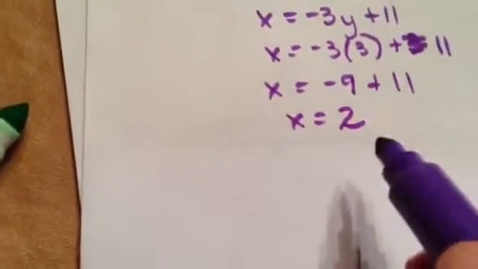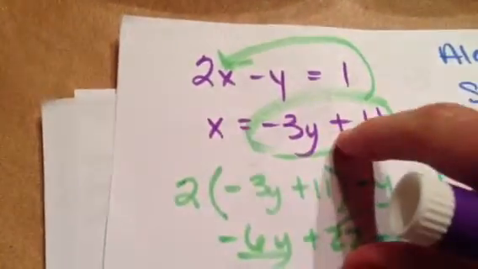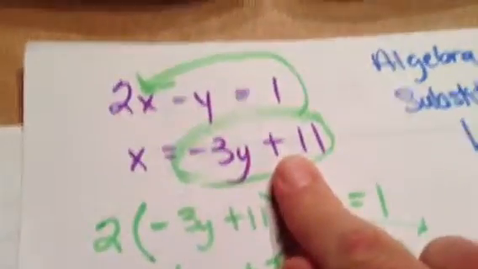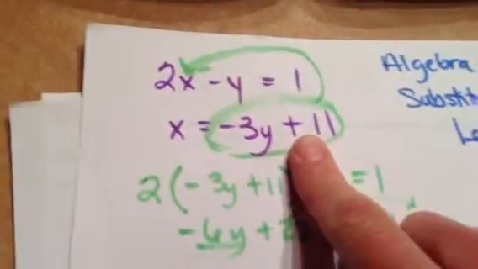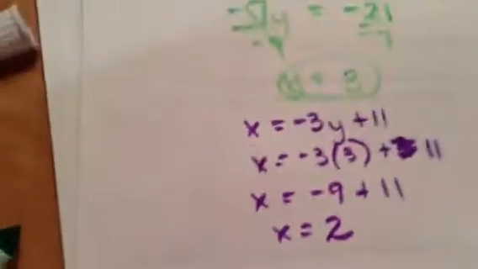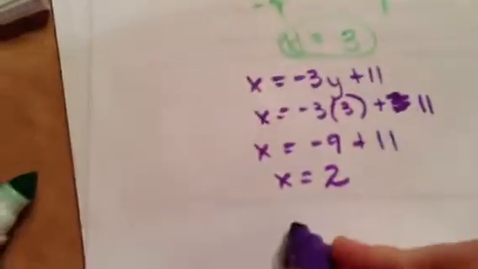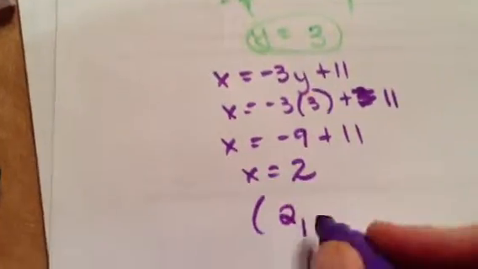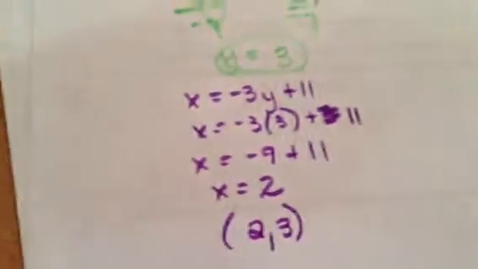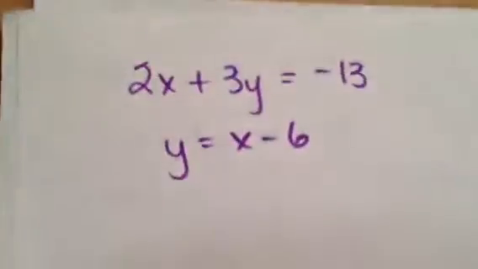So your final answer, remember, these two equations up here, they're equations of lines, and they will eventually intersect somewhere, unless they're parallel. So you're looking for that point where they intersect, and you just found it. The x value is 2, so you're going to write this as an ordered pair, and the y value is 3. So that's your answer right there. Okay? All right, let's try another one. This one's probably on your worksheet somewhere as well.